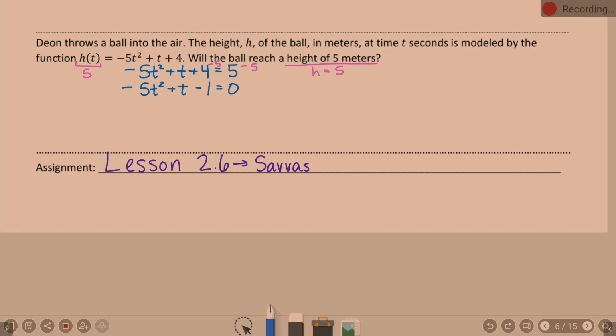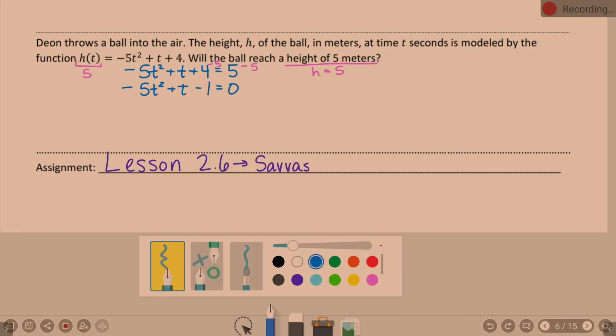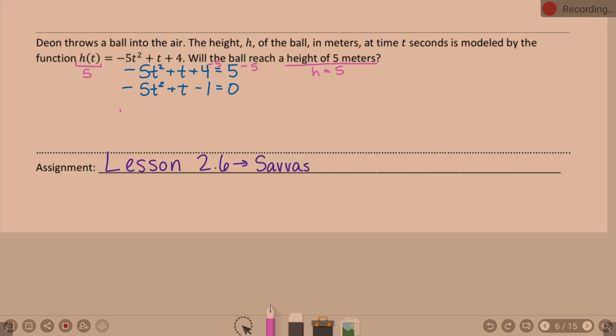So with that in mind, I'm going to talk ABC again. And it's important that you get the right ABCs. A is negative 5. B is the number in front of t, so that is 1. And what's C work out to be? Negative 1. Not the 4, not the 5, but 4 minus 5, or negative 1.